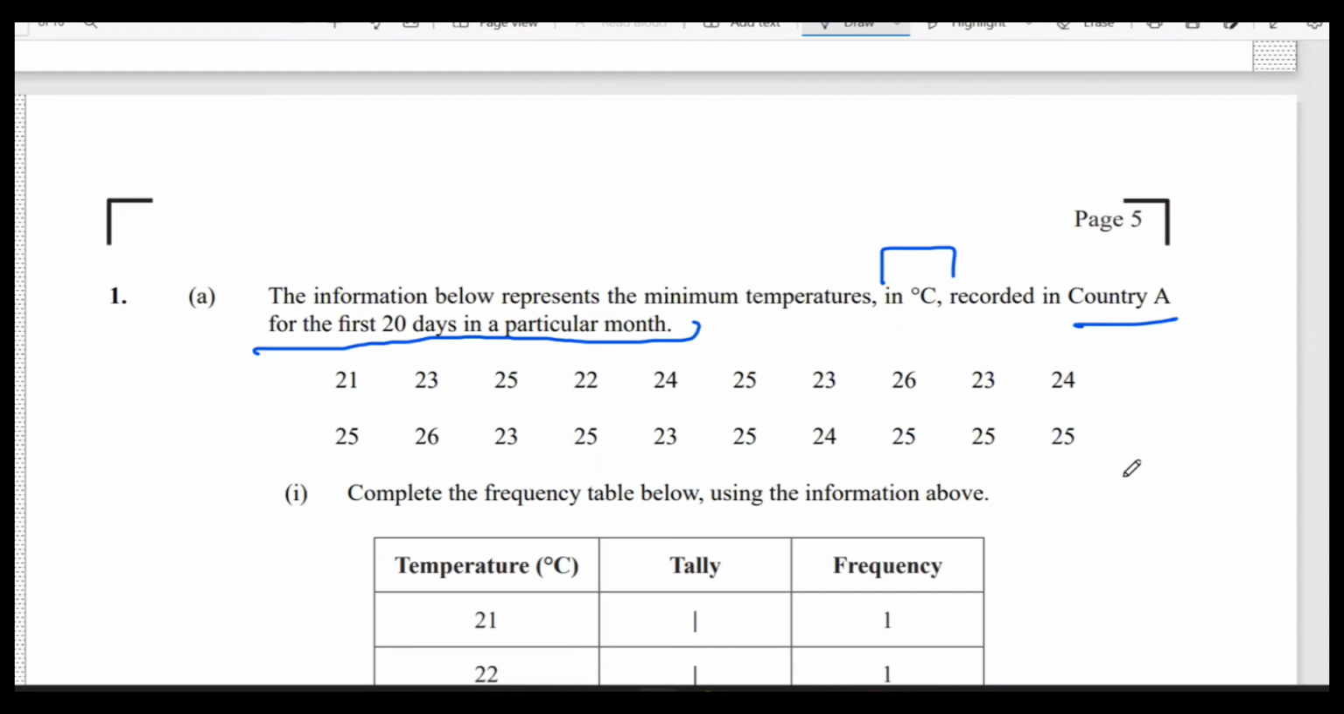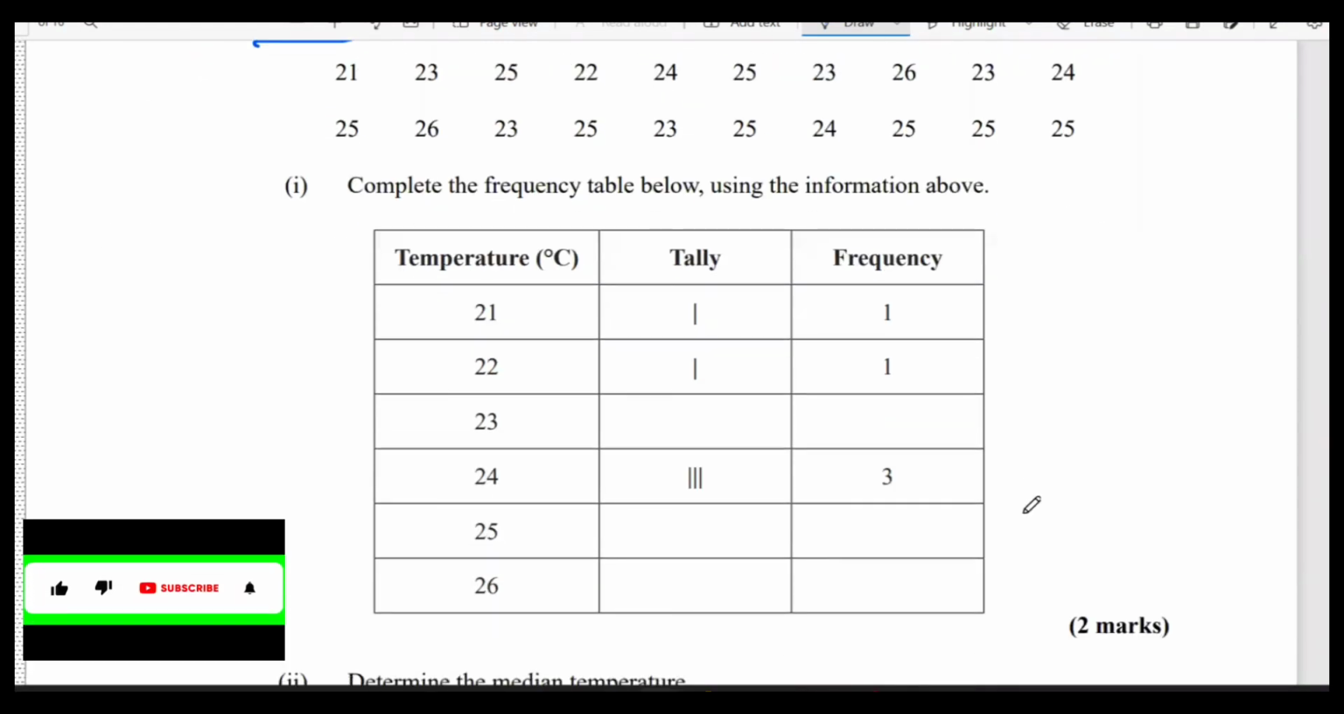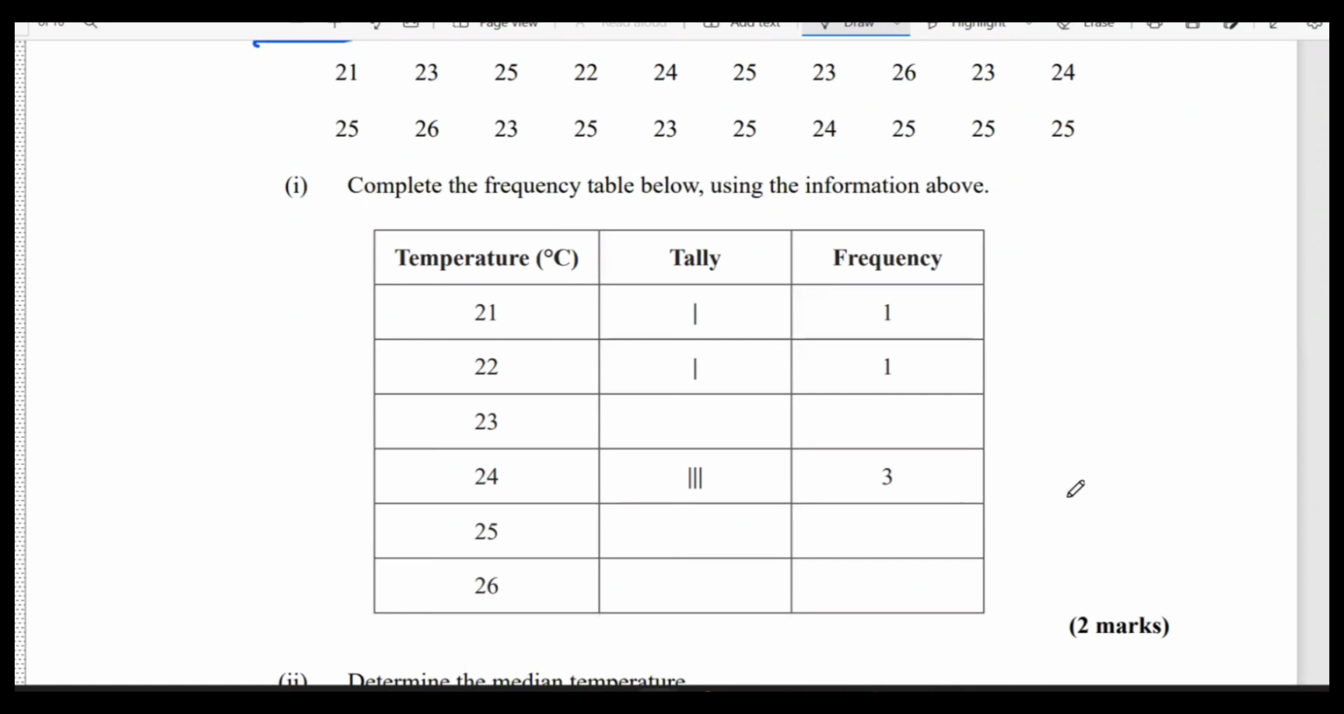We got those recordings, right? So we're dealing with some statistics now. They said to complete the frequency table below using the information above. So we want to complete the frequency table. Already you see that they put in some entries, so I'm just going to highlight what they have.